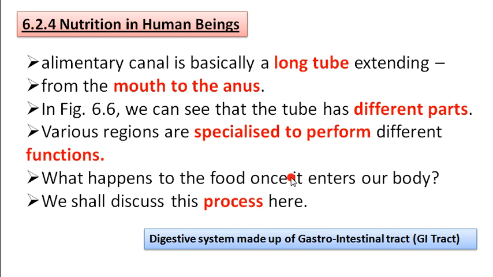One extra point, I have written here. The digestive system is made up of the gastrointestinal tract. We can say GI tract. Our digestive system is made up of the gastrointestinal tract, GI tract. This is the alimentary canal and the other name is GI tract. This can also be asked and you will not find it in the book. So keep this in mind and please note down this thing. The digestive system is made up of the gastrointestinal tract.